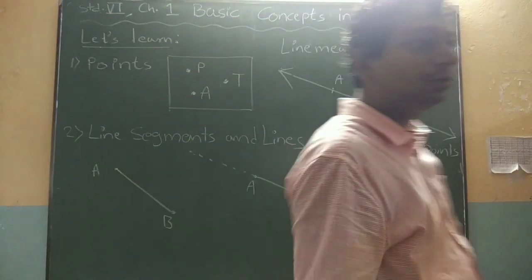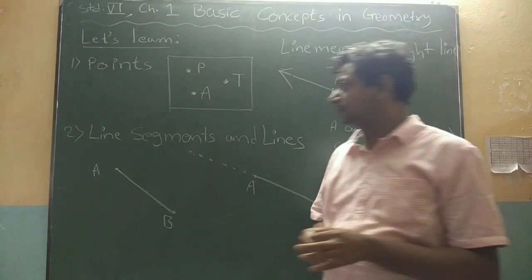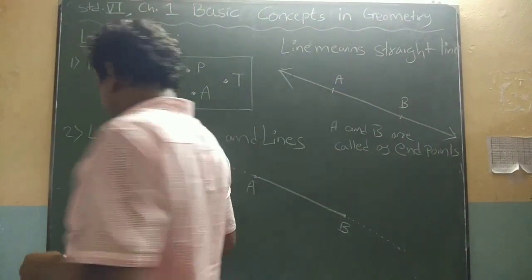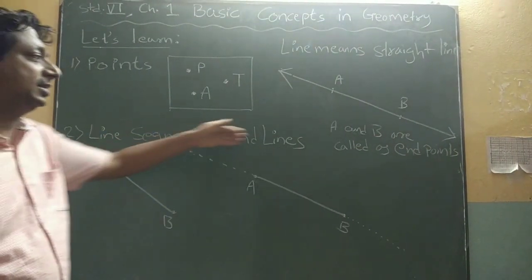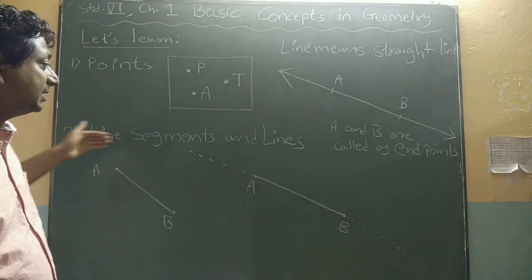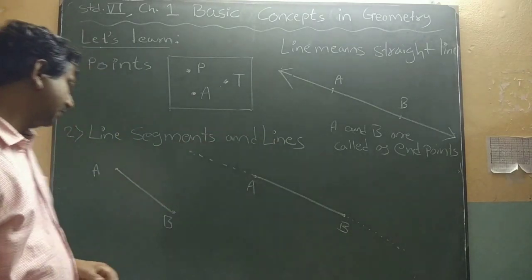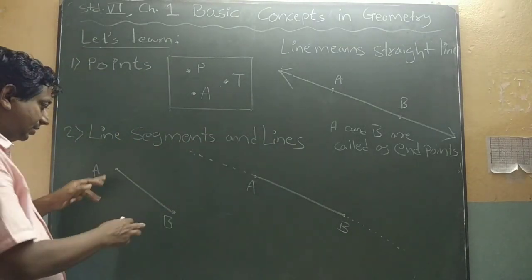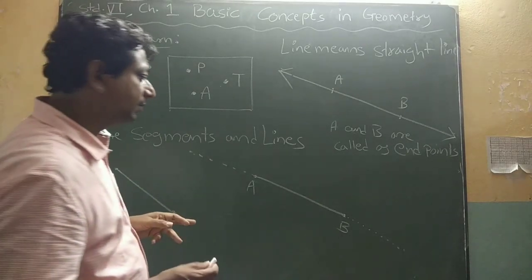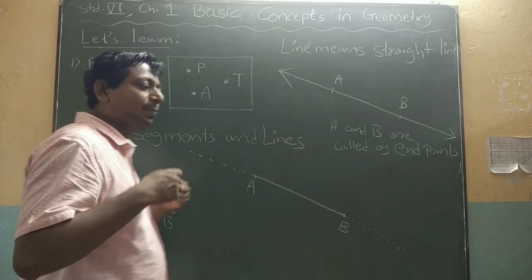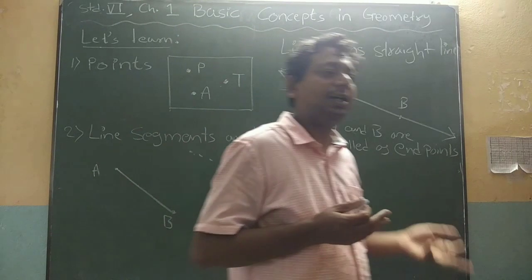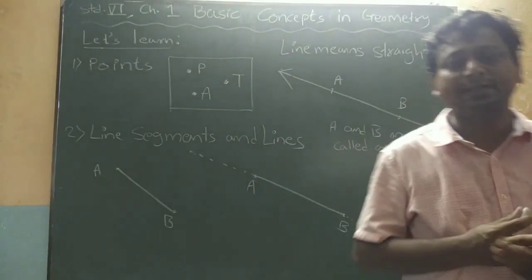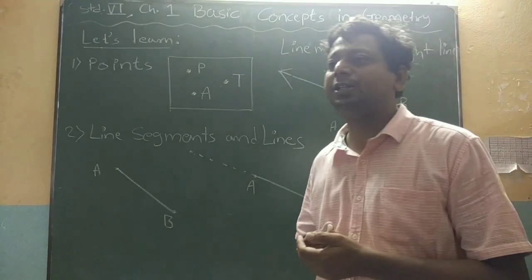Okay, understood? Then we will discuss line segments and lines. Now if you see, how many points are required to draw a line? How many points are required to draw a straight line?